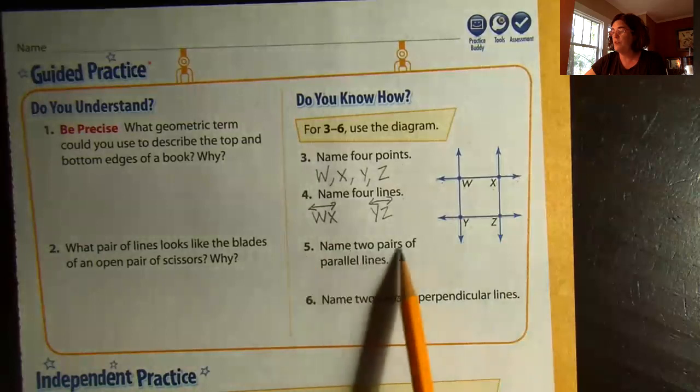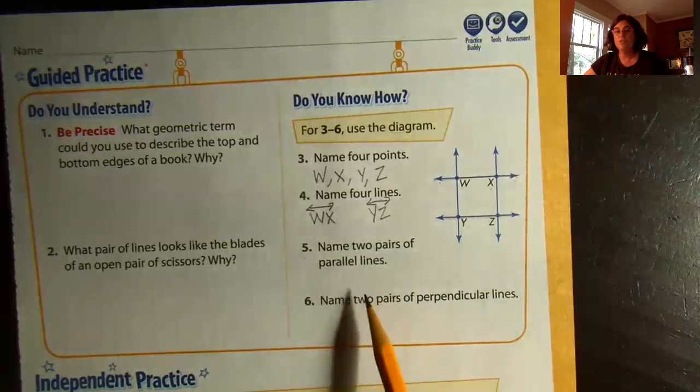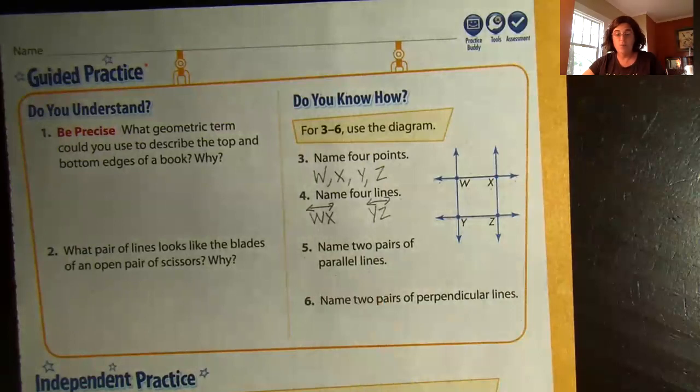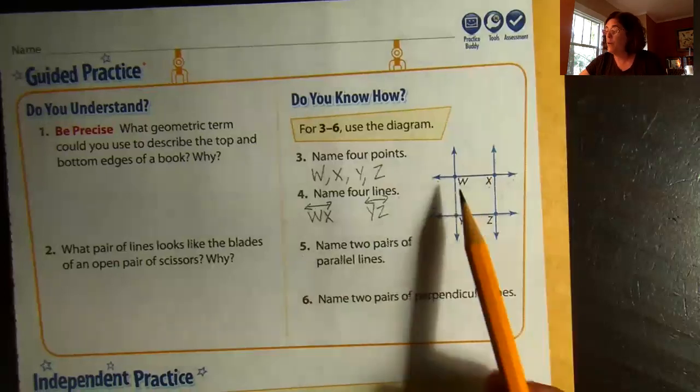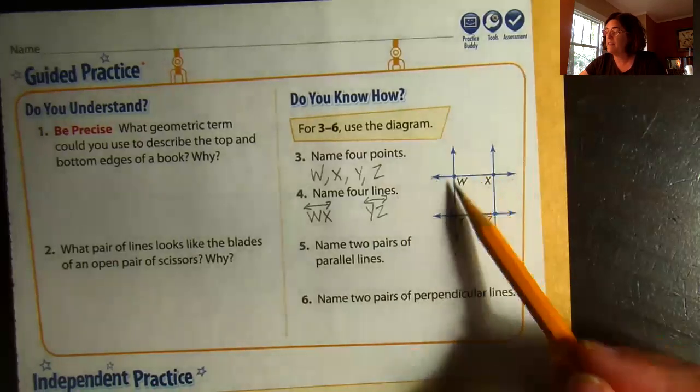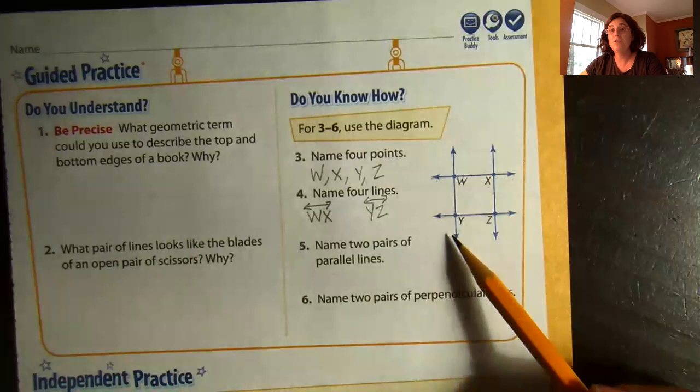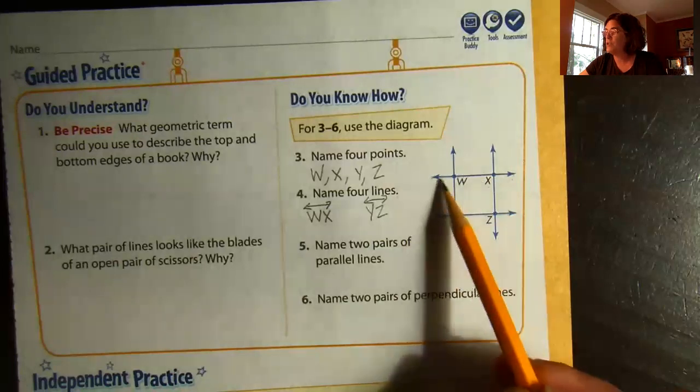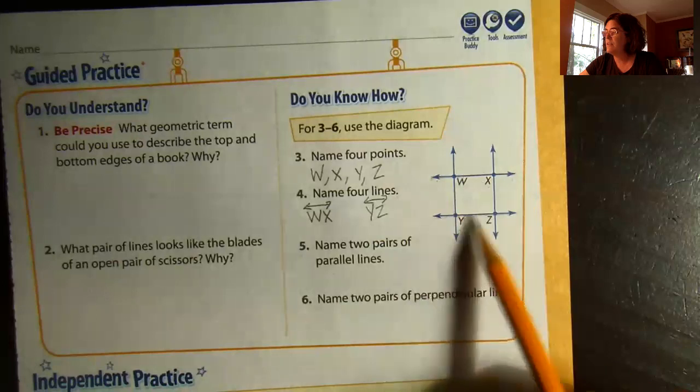Name 2 pairs of parallel lines. So if you needed to, kids, you could go back to your vocab sheet or the vocabulary at the top of your page and look at what a parallel line is. That is, parallel lines are lines that never intersect. So I know I can't do this line and that line because they intersect. I need 2 lines that run right next to each other that never touch. So I'm going to choose this line and this line.